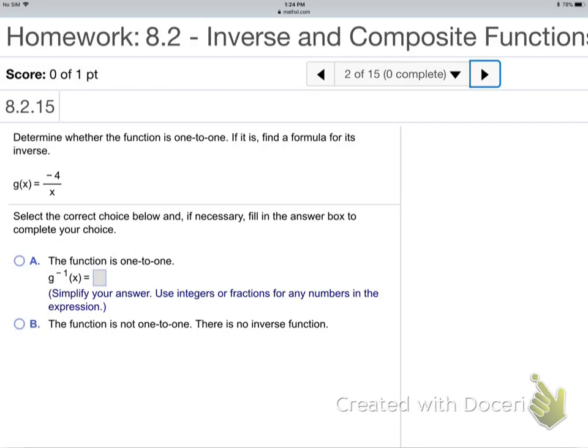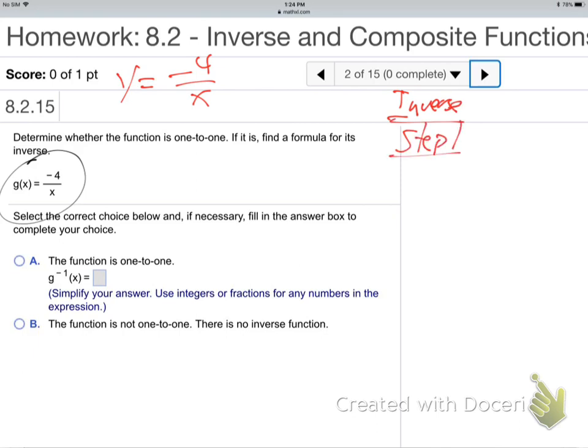okay, so try that one. So here's our function. So that's y, isn't it? Y equals negative 4 over x. You know the two steps. Find the inverse. So the inverse. Step 1, switch or invert x and y. So y becomes x, x becomes y.